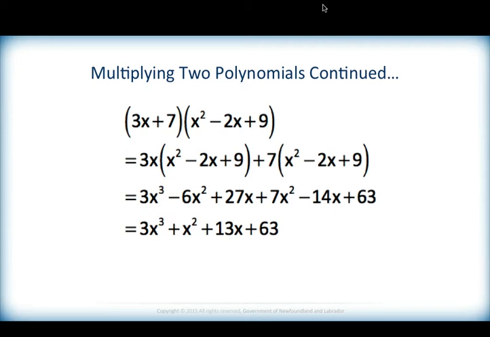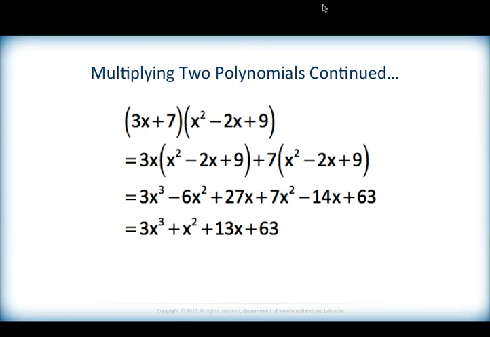Same process again now for the positive 7. 7 times x squared will give us 7x squared. 7 times a negative 2x is going to be a negative 14x, and 7 times 9 is positive 63. Once we do that, we're going to compare our like terms. Now you could group them from the highest degree, which is the x to the exponent of 3, to the constant term of 63. When you do that, you have to compare and add like terms.